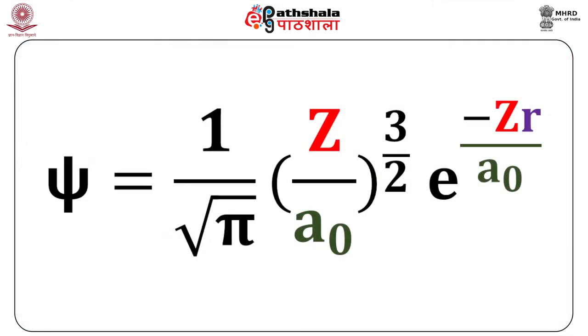Where, as we already know, the one-electron hydrogen-like wave functions are given by the expression psi equals 1 upon the square root of pi, (Z upon a0) raised to the power 3 by 2, into e to the power minus Zr upon a0. We already know that. But in this case, Z will be the charge on the nucleus, and in the case of the helium ion, this charge will have the value of 2. Please note that the term a0 in this equation represents the Bohr radius.